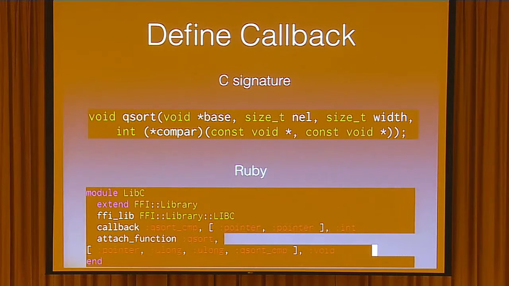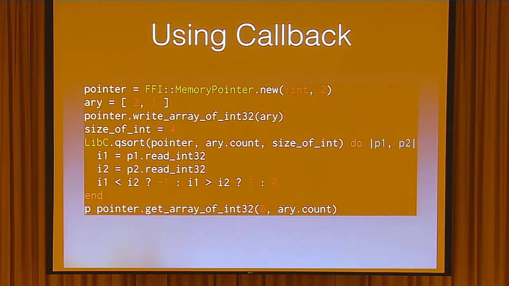And how do we define callbacks? We use the callback method, and we give it a name called qsort_comparator, which takes two pointers as arguments and returns an int. So we use the callback as one of the usual types in the attach function. And last, we can use the callback by passing a simple block. So we can get rid of using a separate method to define the callbacks.